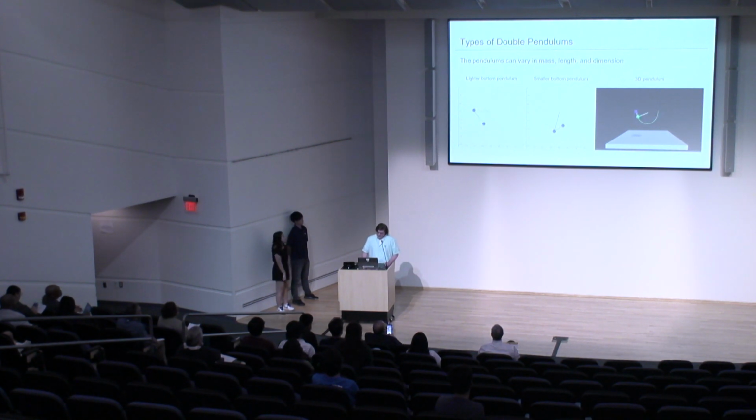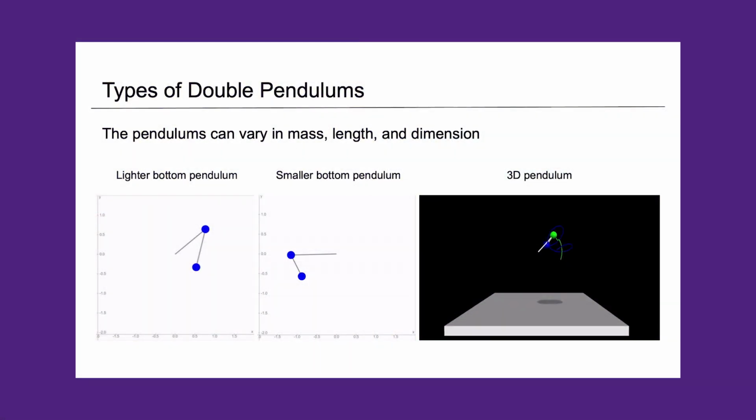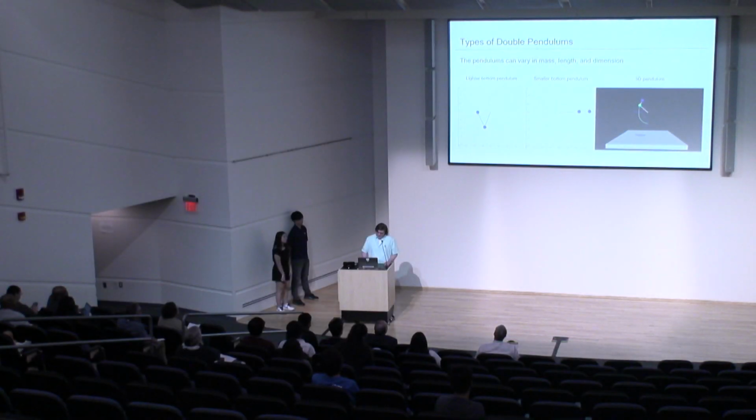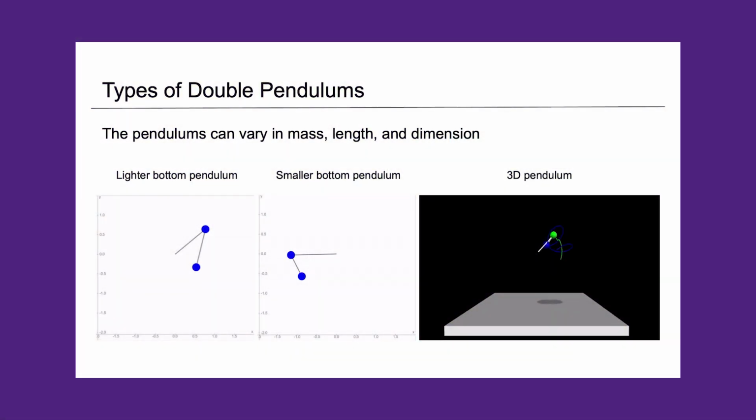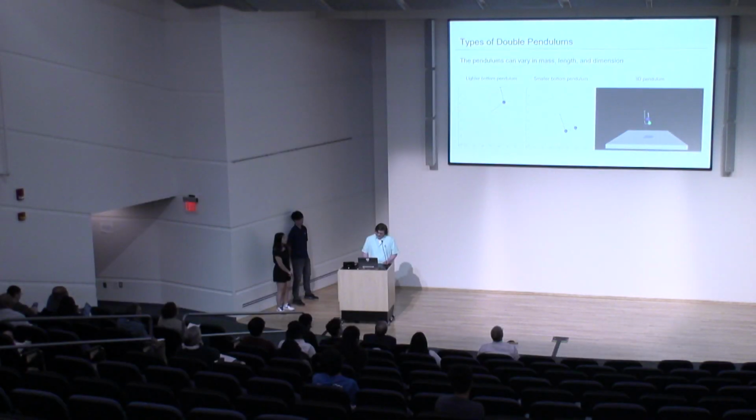For the second simulation, we kept the masses of both pendulums the same, but made the bottom pendulum shorter. This creates a little less chaotic behavior, but is still very different from if the pendulums were the same length. And then in this final simulation, we have the pendulum in 3D, which creates much more chaotic, much more interesting visuals.